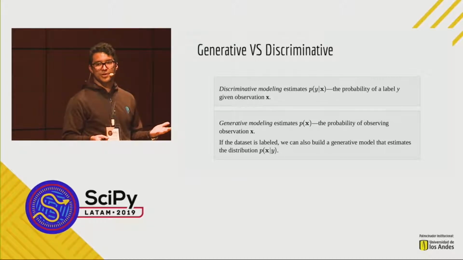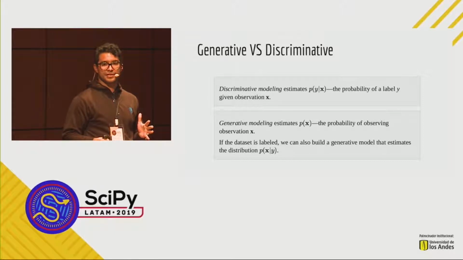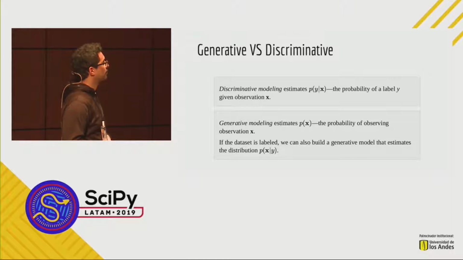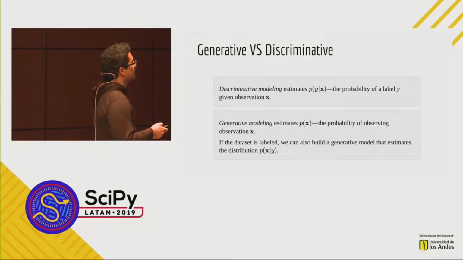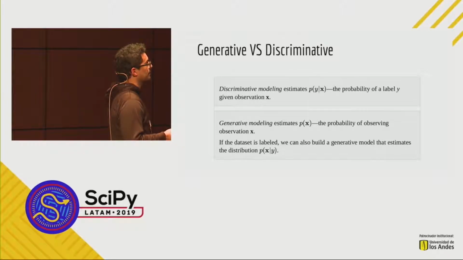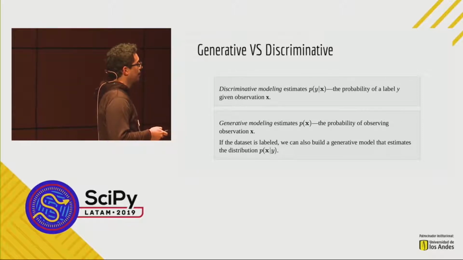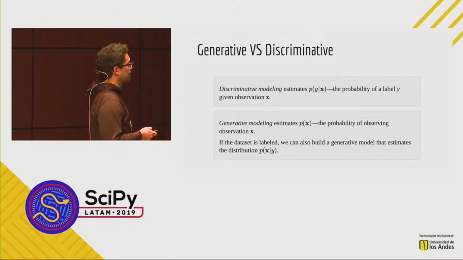We're very used to discriminative models, okay? We're used to classifying images with labels of cats and dogs and so on. In this case, we want to estimate the probability of having the label Y, given that we have the input X. In generative modeling, it's a little bit different. We want to estimate the probability of having an X example, knowing that the sample actually exists.